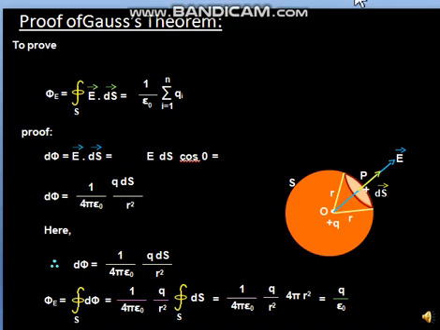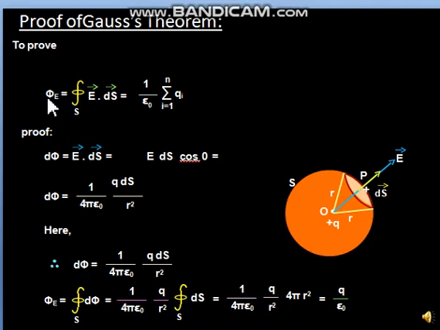So let us understand the proof of Gauss theorem now. It has a procedure. Let us see one by one. Our target is to prove the Gauss theorem. That means this flux phi, which is the integration of E dot ds by the definition, that we have to prove equal to summation q upon epsilon 0.